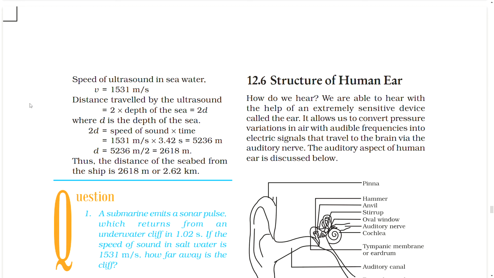Distance traveled by the ultrasound = 2 × depth of the sea = 2d, where d is the depth of the sea. 2d = speed of sound × time = 1531 meters per second × 3.42 seconds = 5236 meters. d = 5236 meters / 2 = 2618 meters. Thus the distance of the seabed from the ship is 2618 meters or 2.62 kilometers.